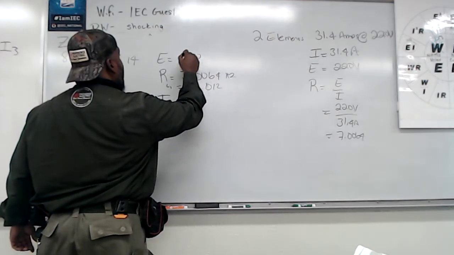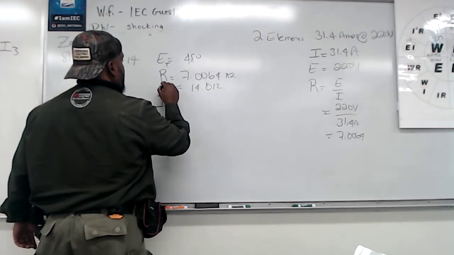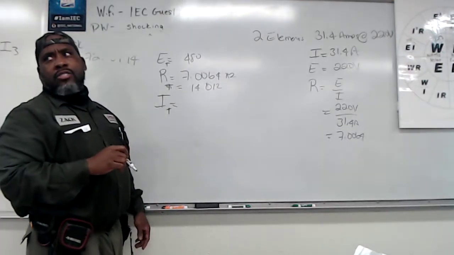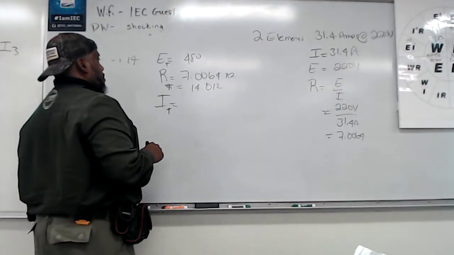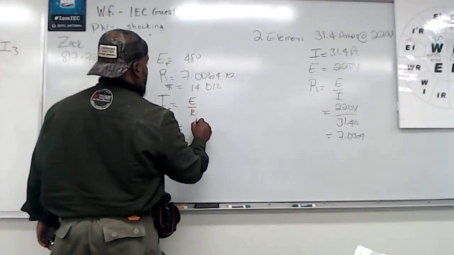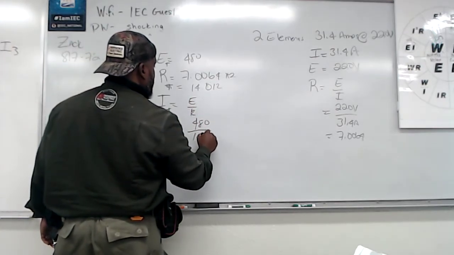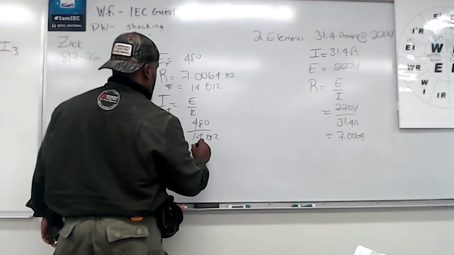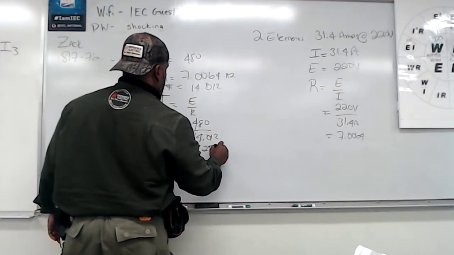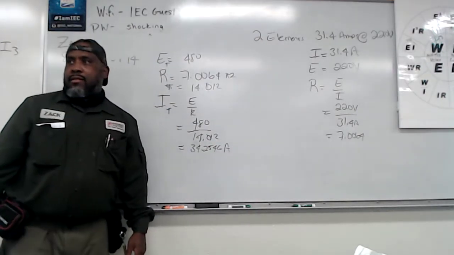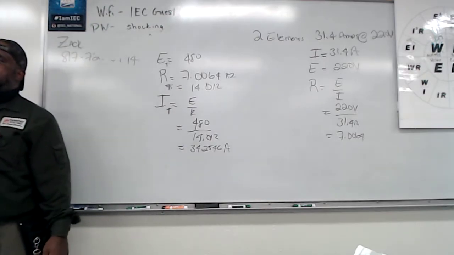Now we can find IT. What's IT, Joe? E over R. E is 480, divided by 14.012. What do we get? 34.25 amps.